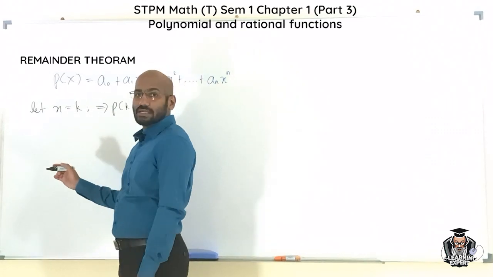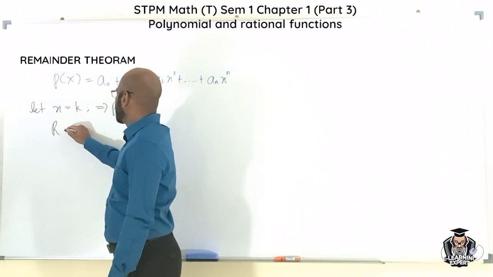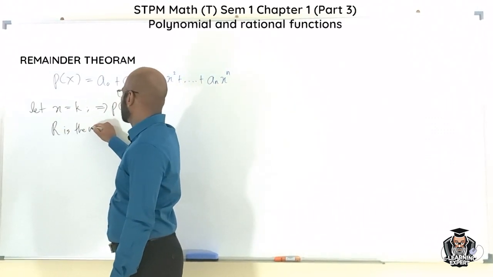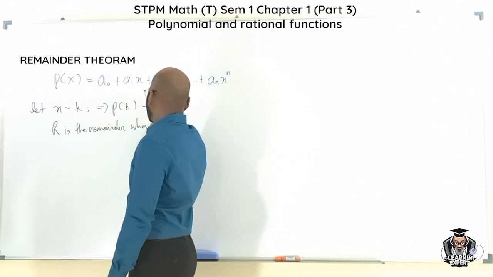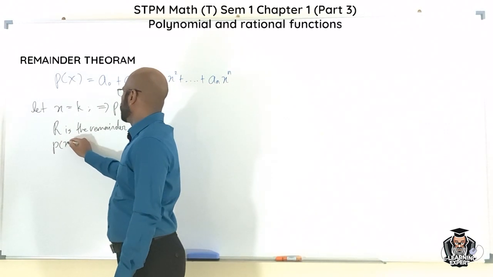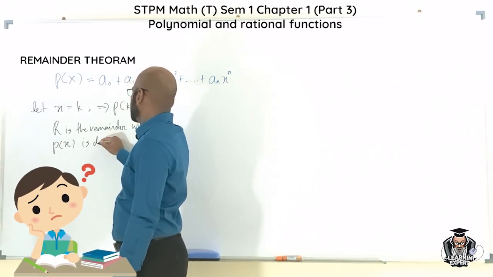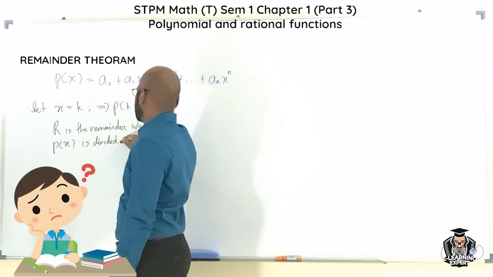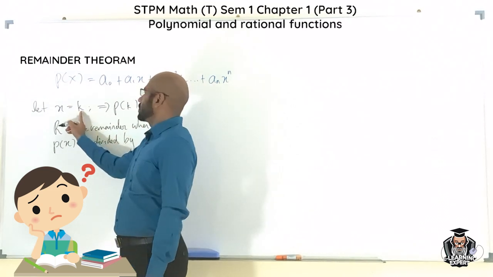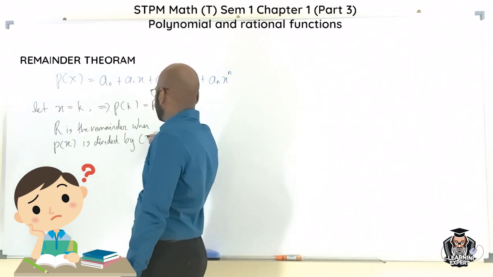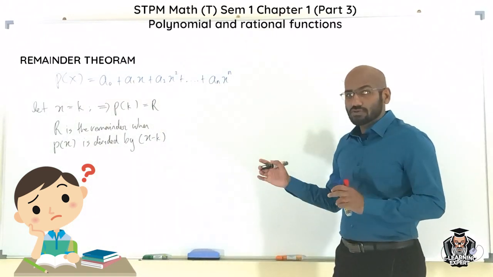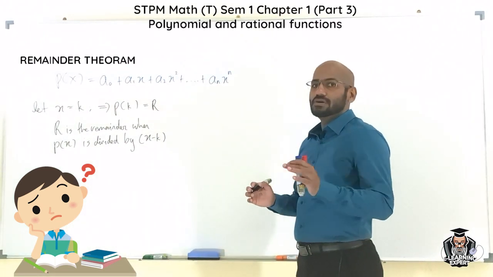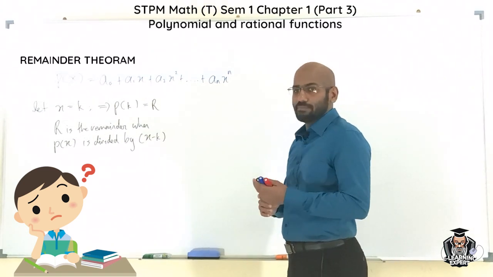Therefore, this is the remainder theorem. R is the remainder when p of x is divided by, you got to bring the k over, so this becomes the factor x minus k. Now this could be quite confusing in this form, so let us look at an example over here.